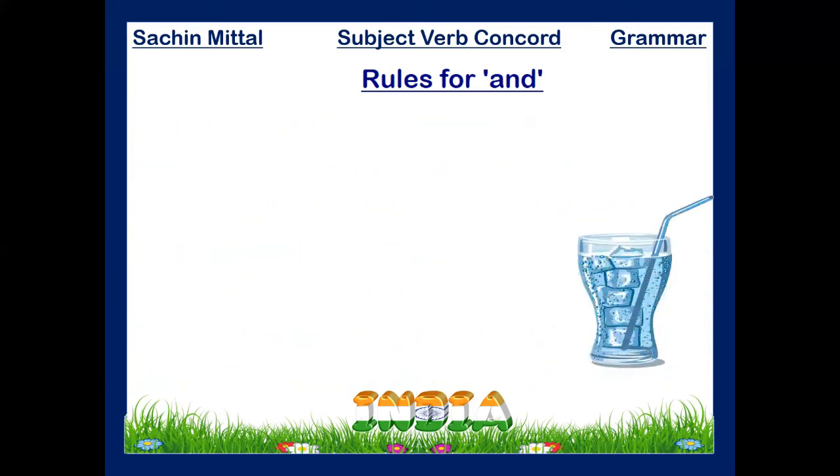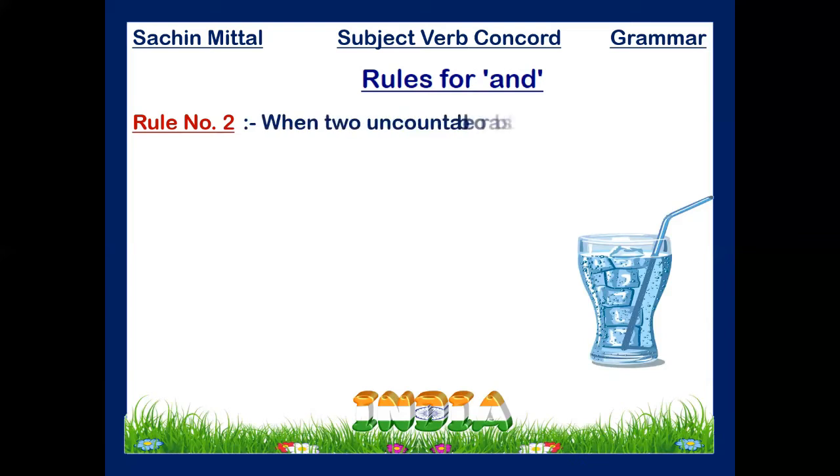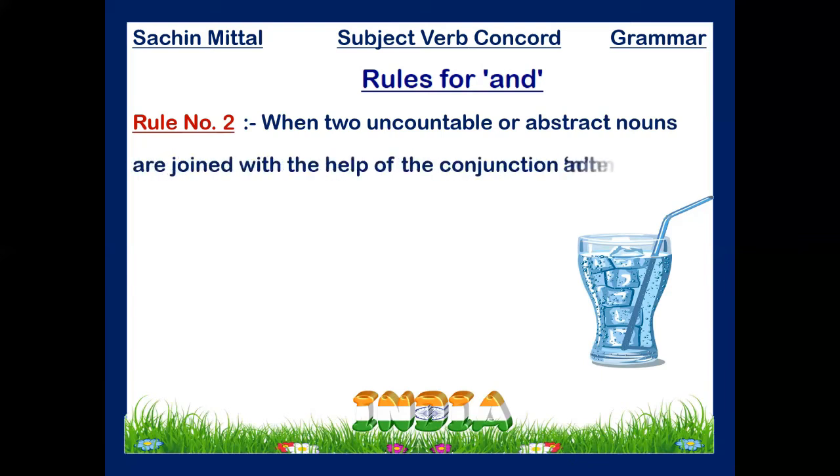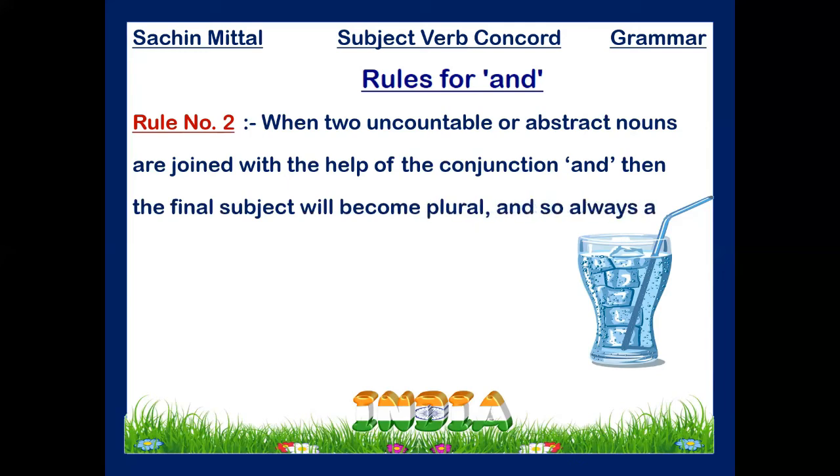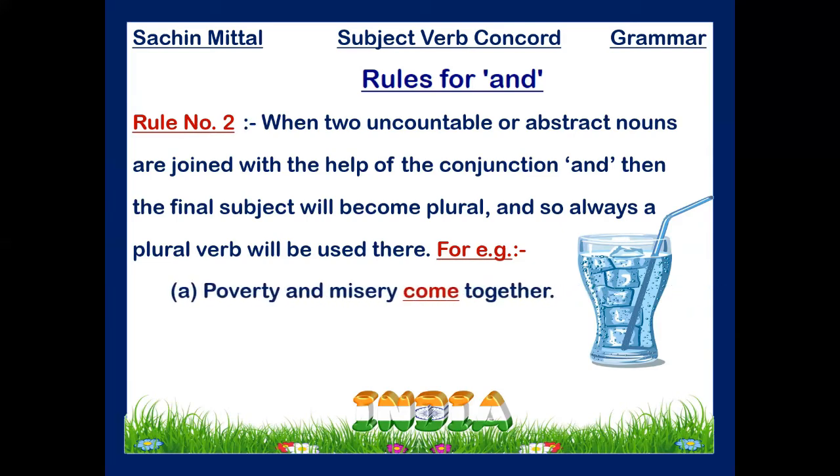Rule number 2 is again for the conjunction and. Now what does this rule say? This rule says that when two uncountable nouns, or when two abstract nouns are joined with the help of the conjunction and, then the final subject will become plural. Right? The final subject will become plural, so always a plural verb will be used there.